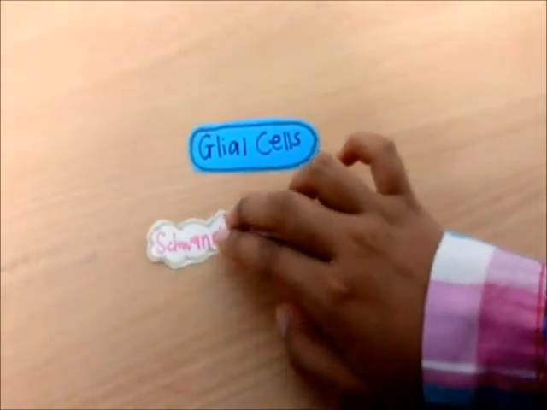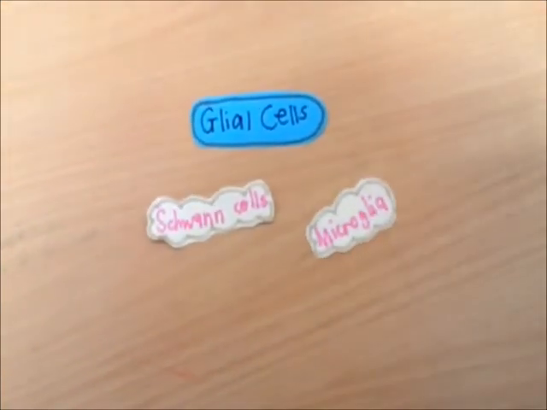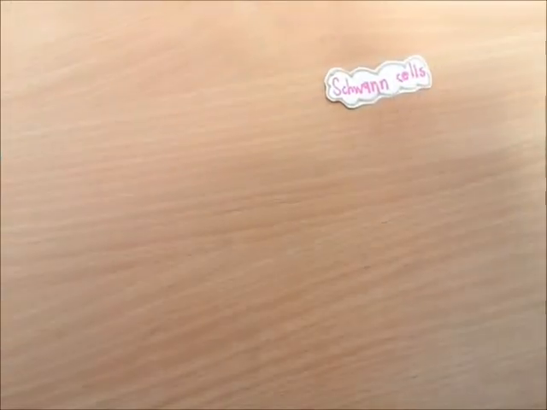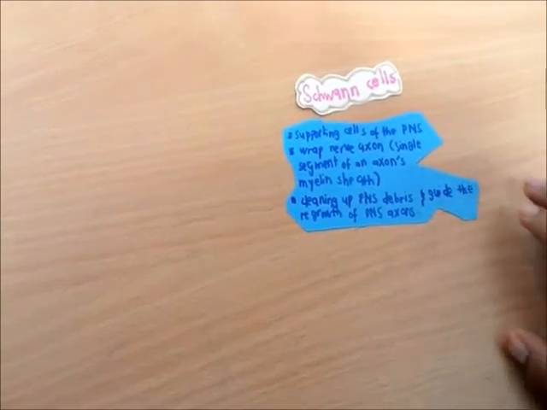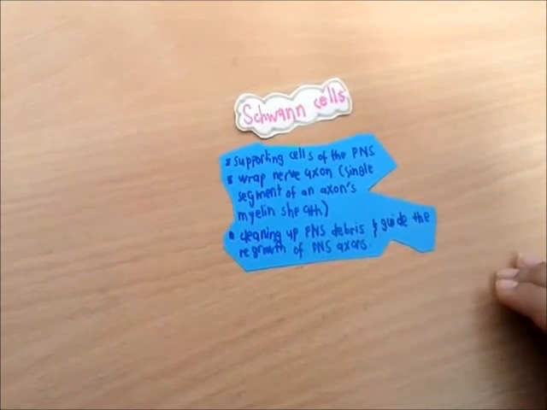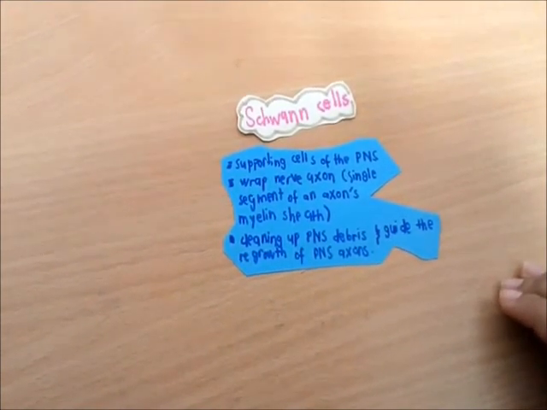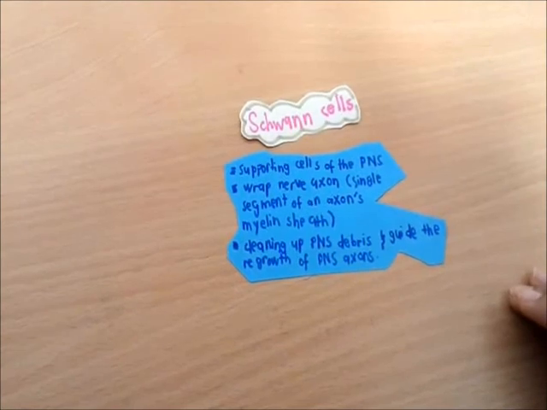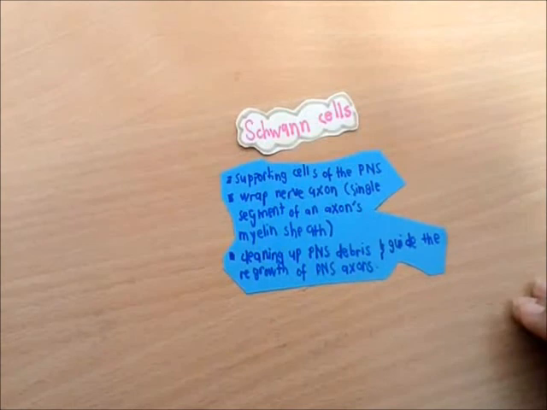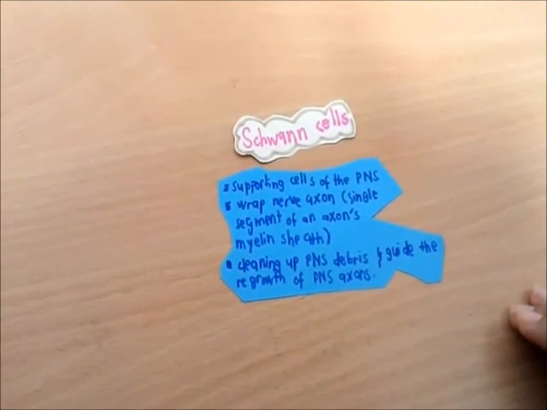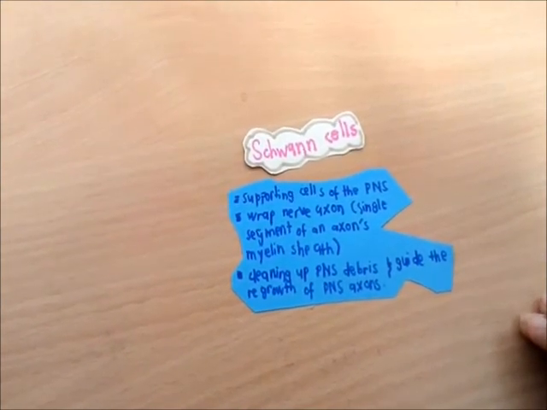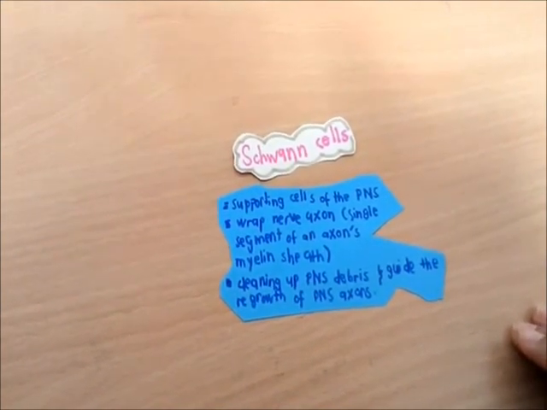Glial cells consist of Schwann cells, microglia, astrocytes, and oligodendrocytes. Schwann cells are supporting cells of the peripheral nervous system. Schwann cells direct nerve axons. They form the single segment of an axon's myelin sheath. Schwann cells also clean up PNS debris, or peripheral nervous system debris, and guide the regrowth of peripheral nervous system axons.